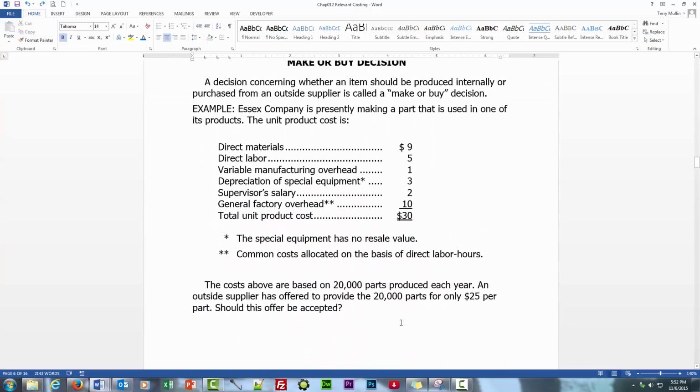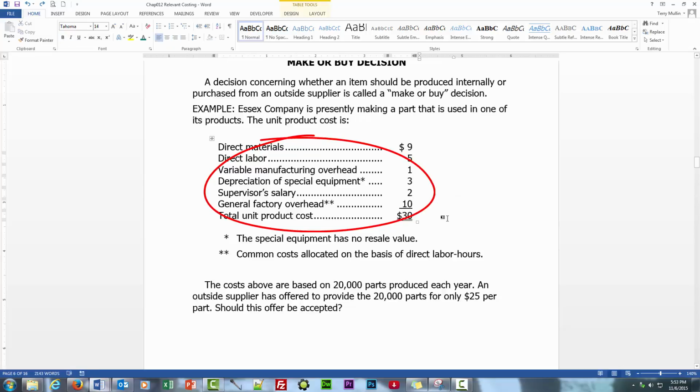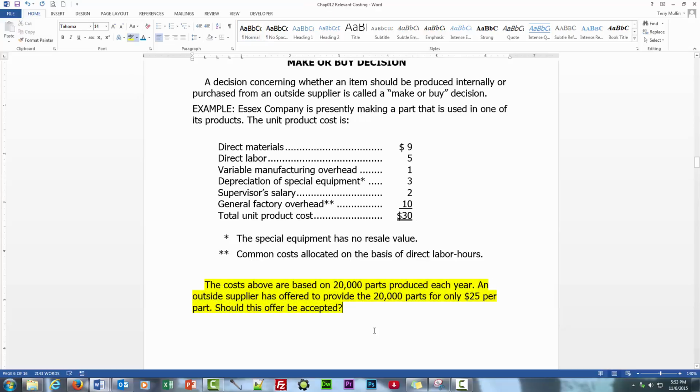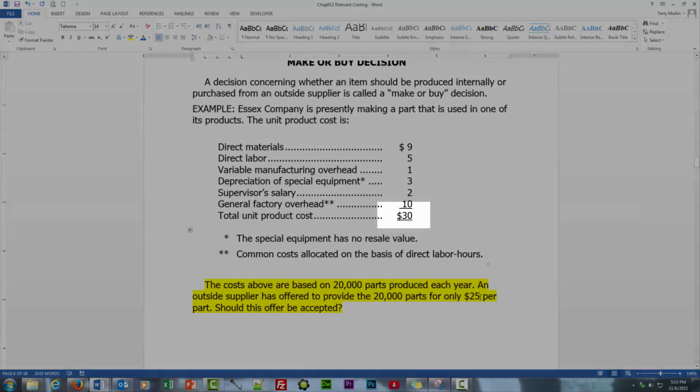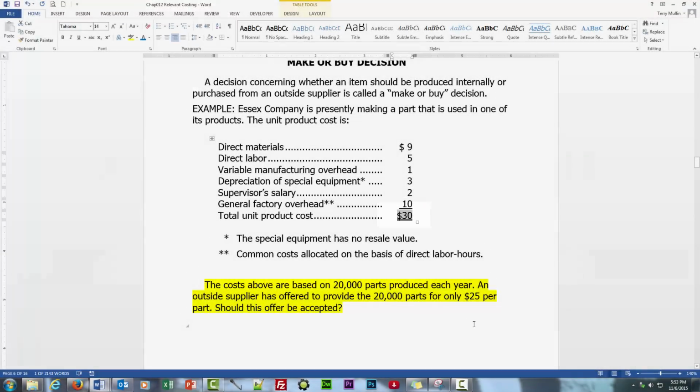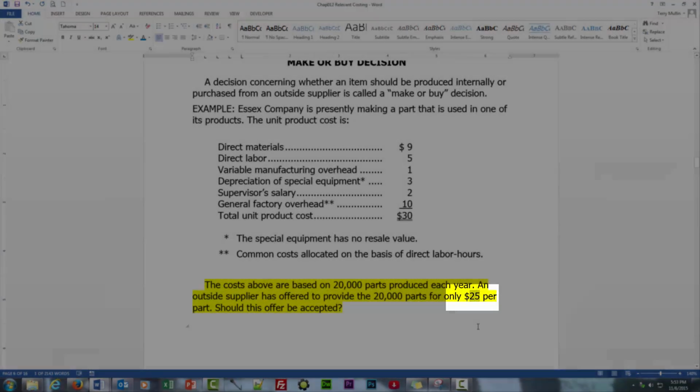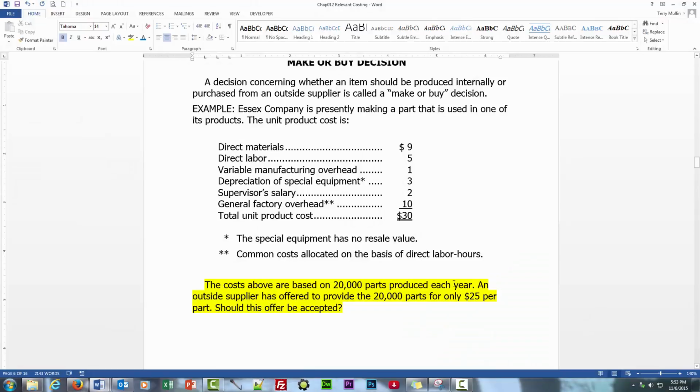Here's another situation where a company is making a part, and right now it's $30. That's how much it costs them to make it. Then they've got an outside supplier, so let's use the highlighter a little bit here. We've got the outside supplier that's going to do this for $25. That's going to make all the parts that we need. So the question is, should we make the part and spend $30, or should we buy the part and spend $25? And again, you would think that the answer is pretty simple. If we can buy it for $25, let's do that.